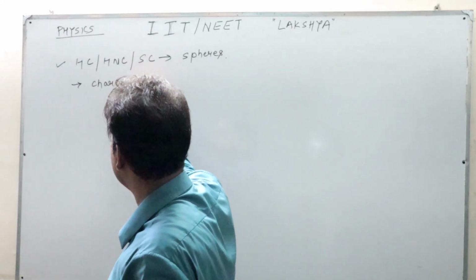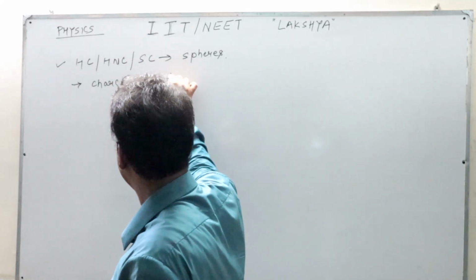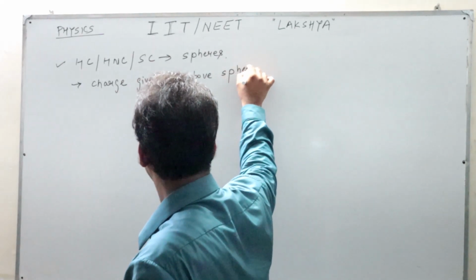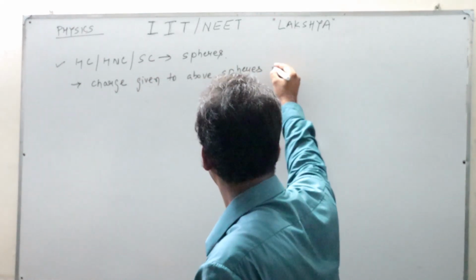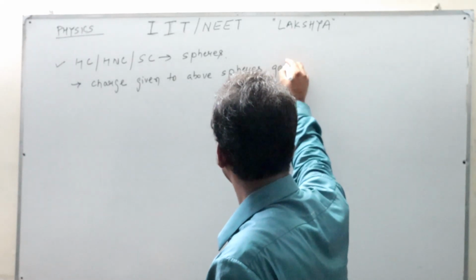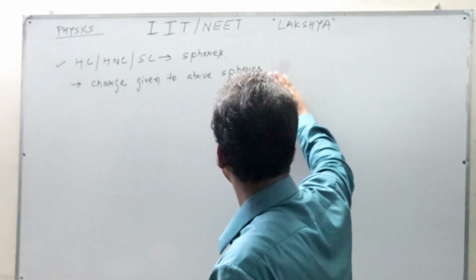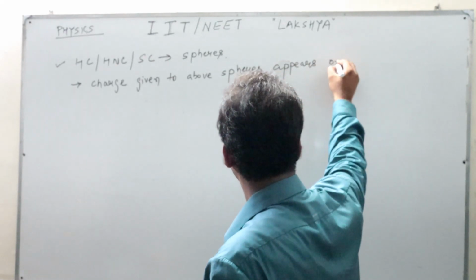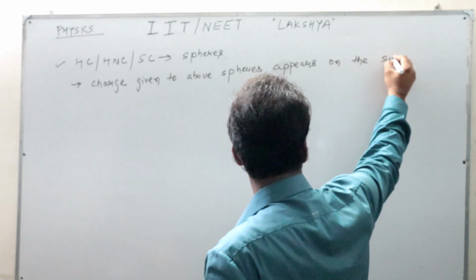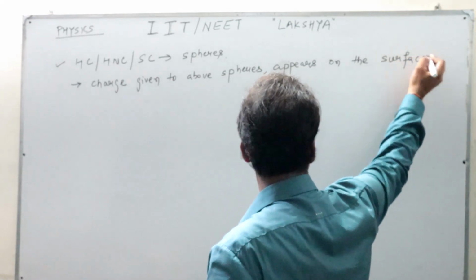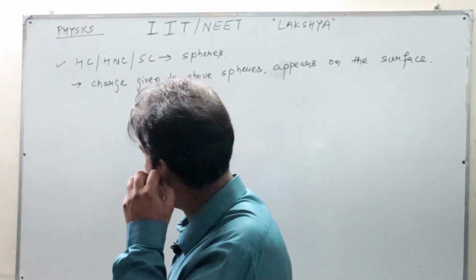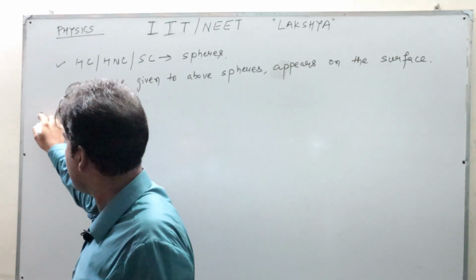that charge given to above spheres gets or appears on the surface, on the top surface of the body. So this point is very much clear to us. So let us take case number 1.